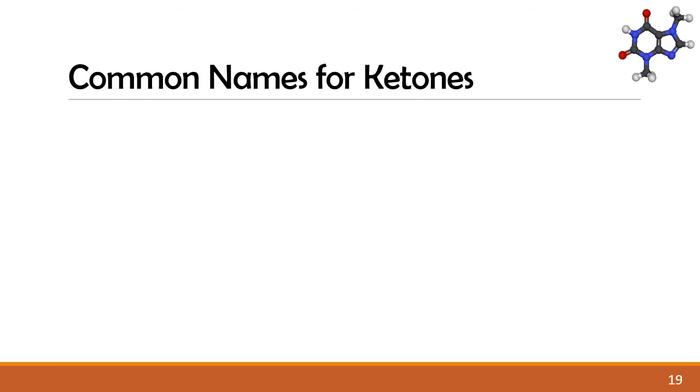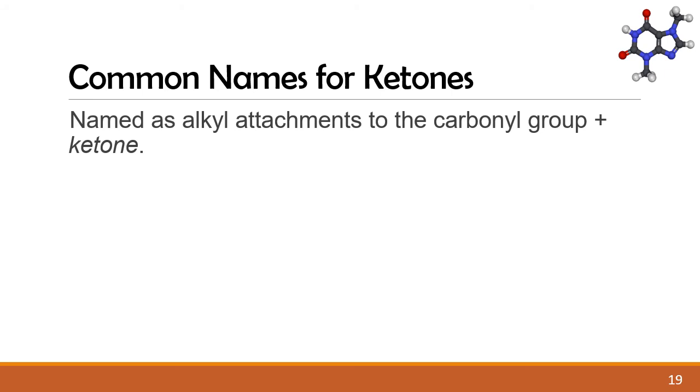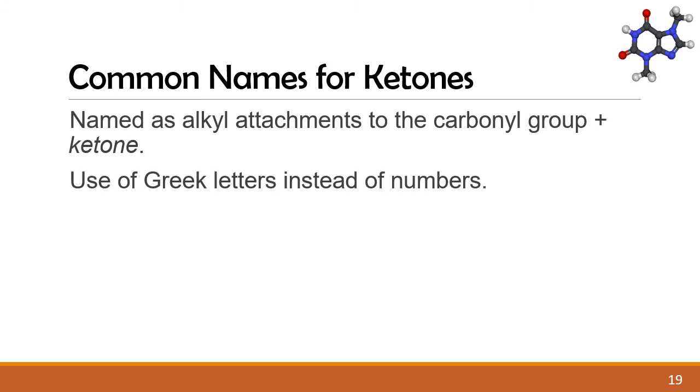Aldehydes and ketones also have common names. Ketones are named as alkyl attachments to the carbonyl group plus the word ketone. We use Greek letters instead of numbers to indicate the location of substituents on the attachments. Here we have 2 ketone compounds. We can name these compounds in the same way we did for ethers. That is, we name the attachments on both sides of the carbonyl group separately first, then join them alphabetically.